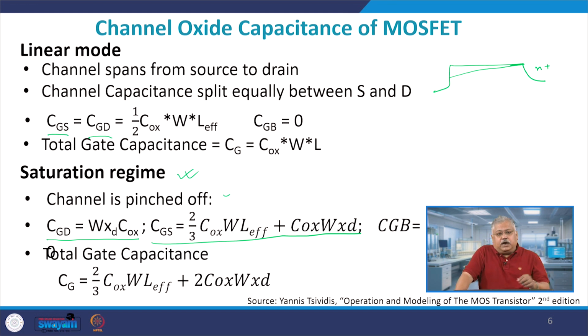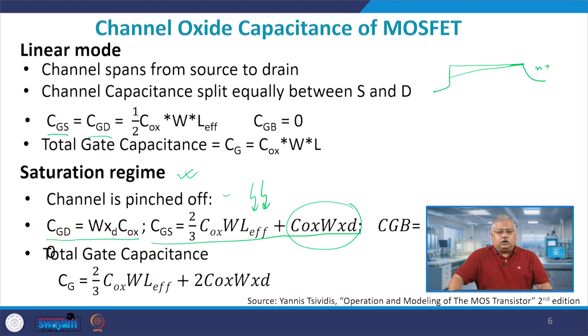So gate to drain is the reverse biased junction, drain. I just need to find the value of XD, which is the overlap length, and multiply that with W and Cox, and I get CGD, very straightforward. Gate to source is the crux here, where you will have Cox into W XD, which is the first component, but you have an additional component coming here.